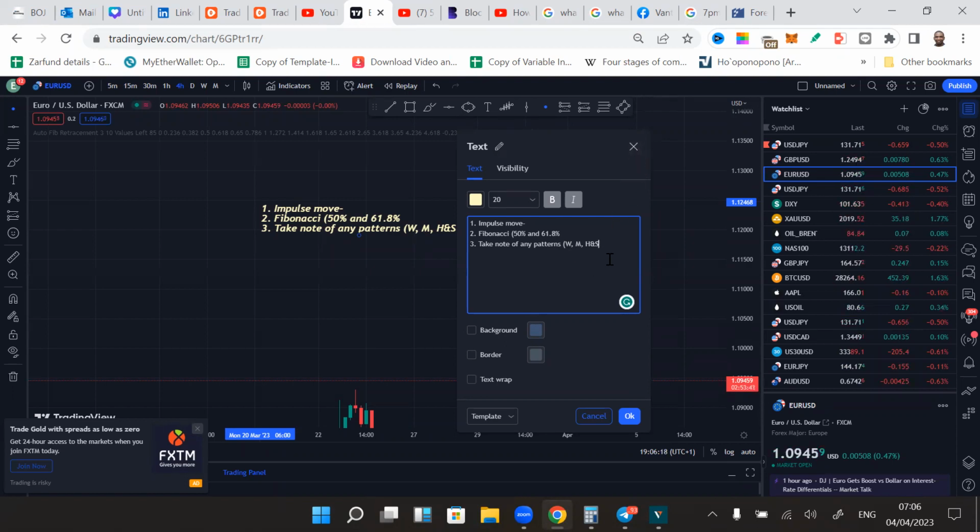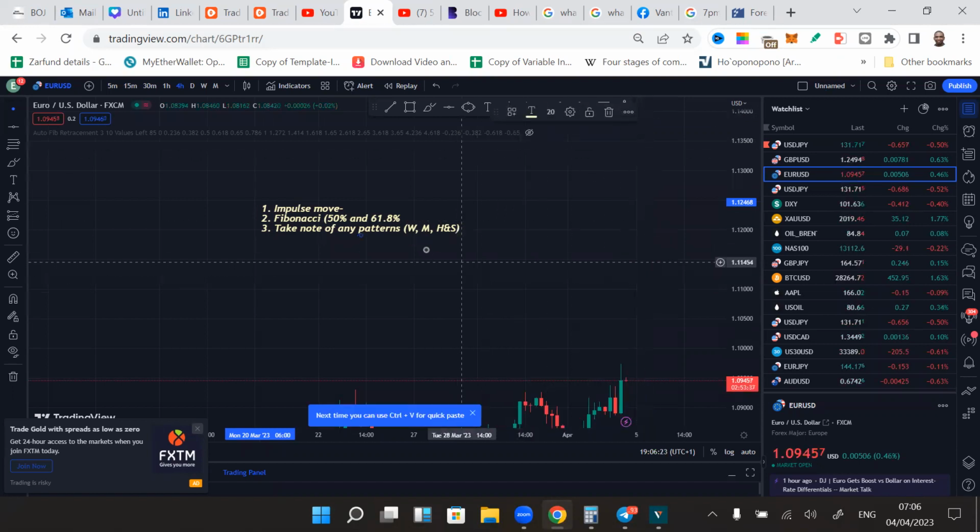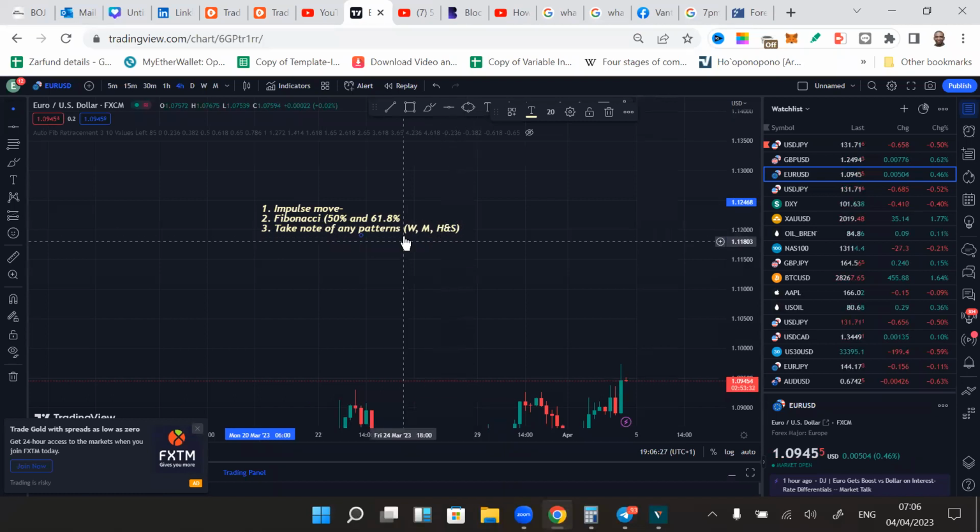By patterns, I'm talking about the W pattern, the M pattern, and the head and shoulder pattern. When you talk about the W pattern, you are also talking about a double bottom. When you talk about an M pattern, you are also looking for a double top. Head and shoulder is another kind of pattern, and then there's inverse head and shoulder as well. These are the three things we are going to be looking at.